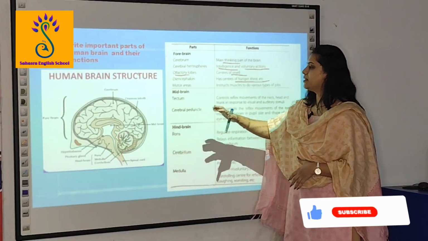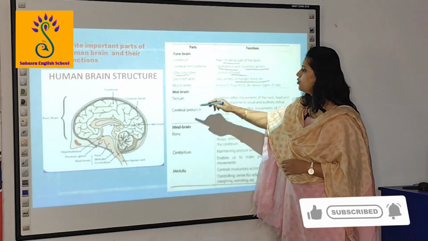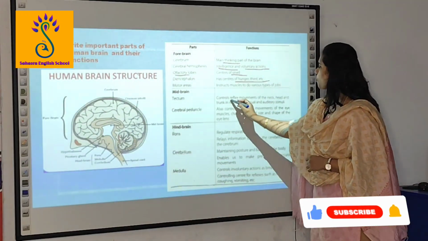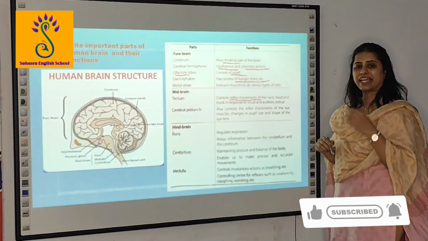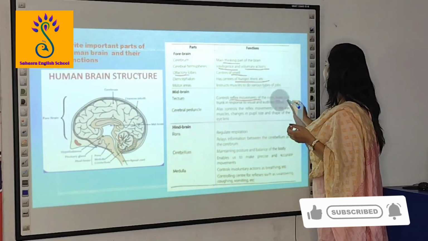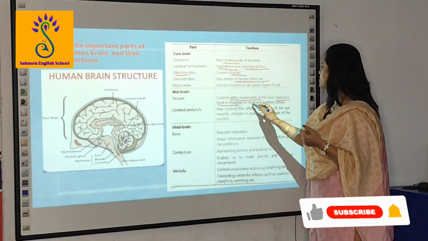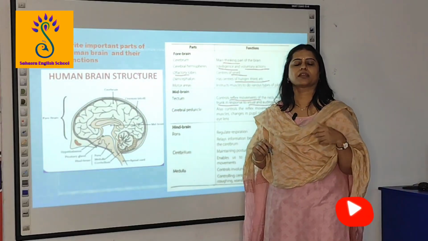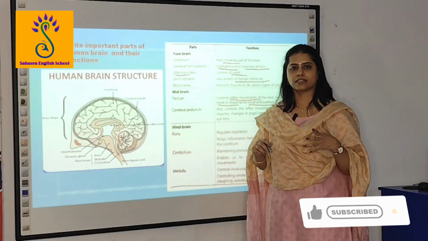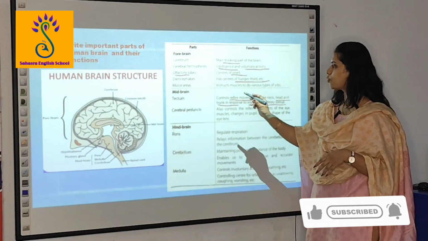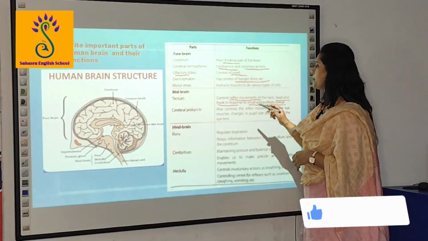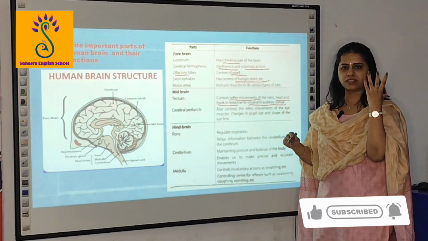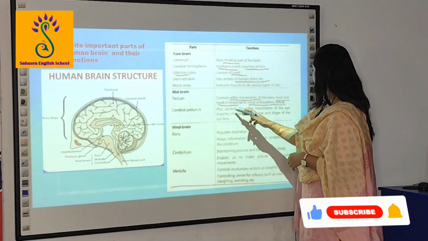Okay, midbrain, the white part, that is tectum and cerebral peduncle. These control the reflex movements of head, neck and trunk in response to visual and auditory stimuli. If you look at something, you move your head, all these movements are controlled by tectum. And the cerebral peduncle, when light falls on you, this closes, isn't it?